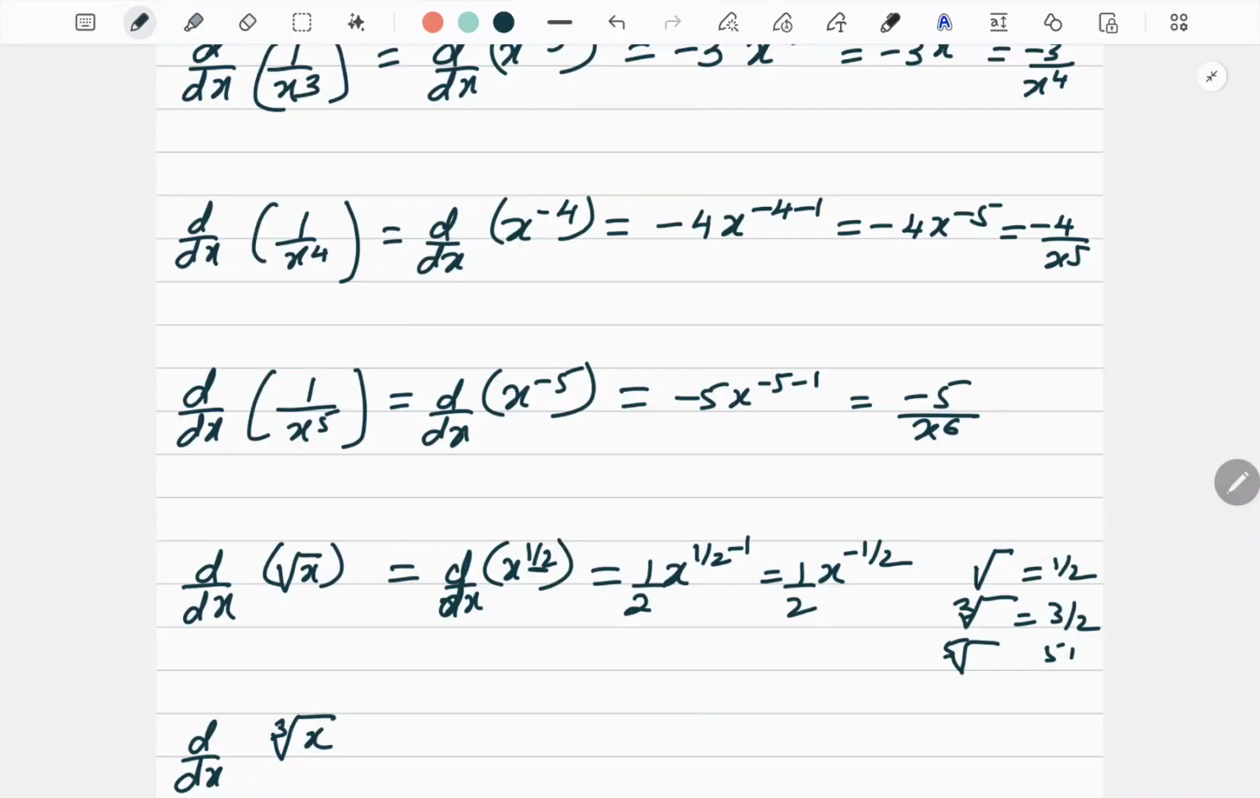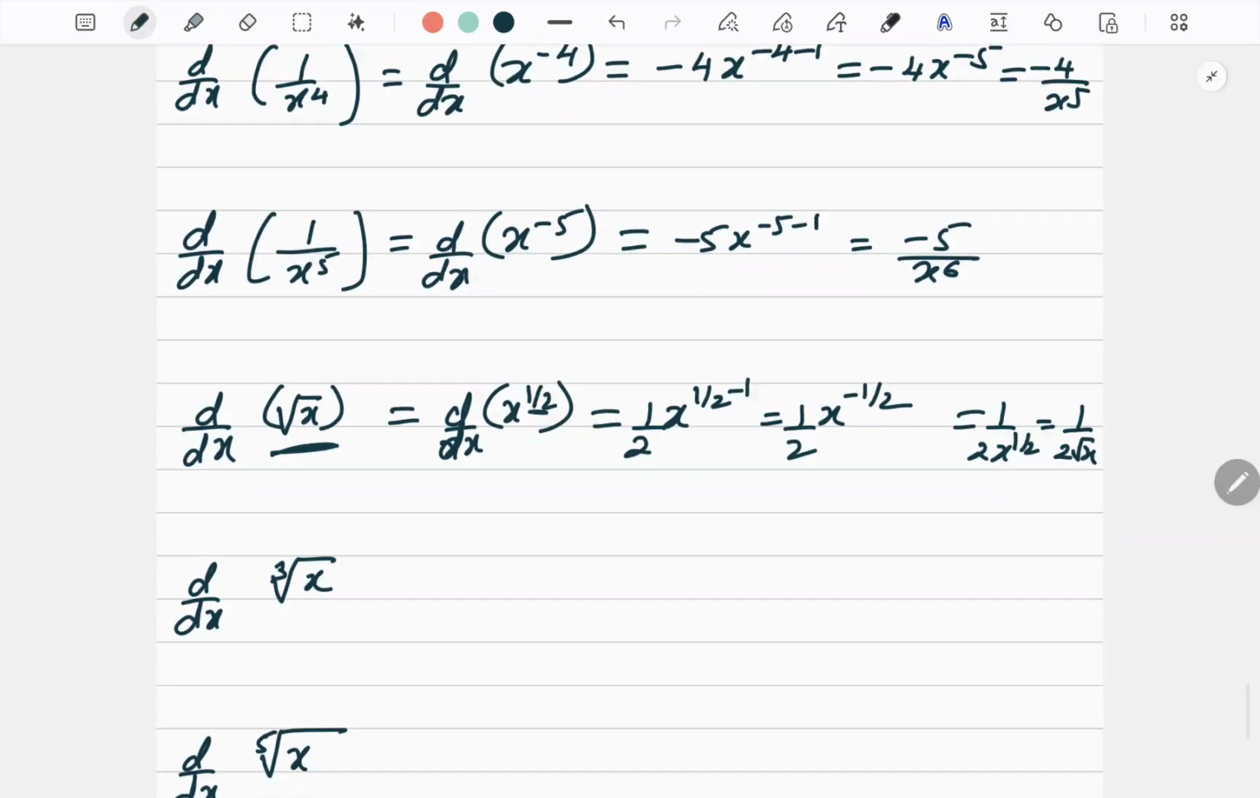Now as I said, whenever you have a negative power, what should you do? Throw it down. So this will become 1 upon 2 x to the power 1 by 2, which is equal to 1 upon 2 root x. So you can remember this as a formula also: d by dx of root x is 1 by 2 root x. It will be easy if you remember it, because it comes very often.